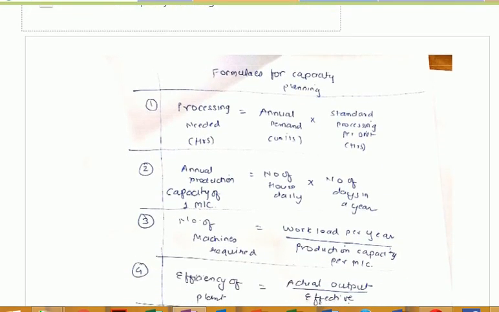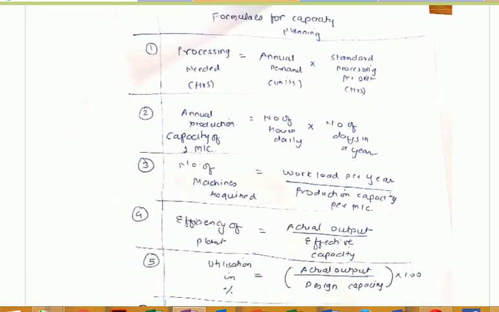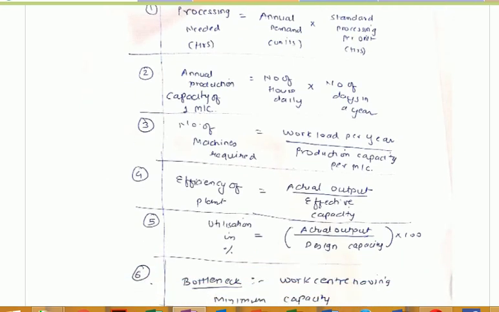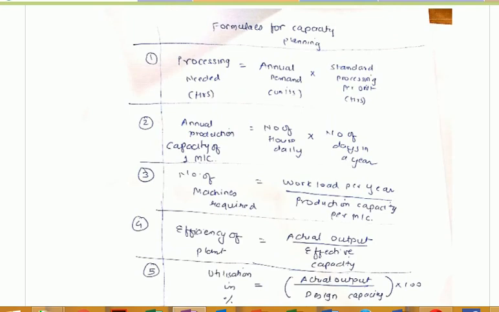First, we will try to understand each and every formula, and after understanding the formulas we will go for the problems one by one. The first formula is like this. Suppose we want to do processing on particular units in hours, and we have annual demand given in units, and the number of hours required to process one unit. If we multiply the number of units with the time for processing one unit, we get the processing needed in hours.